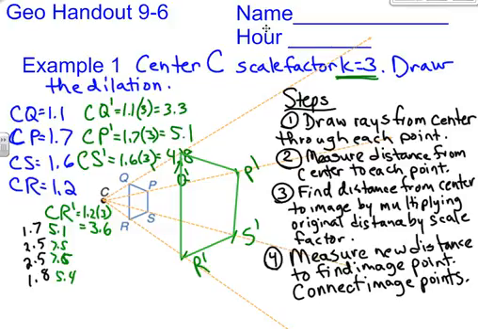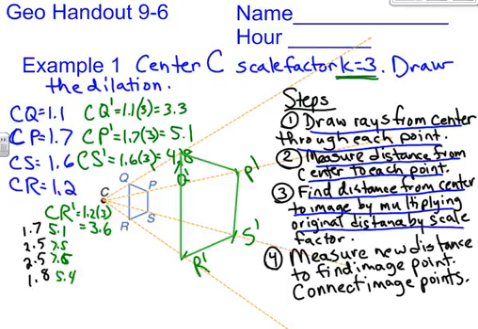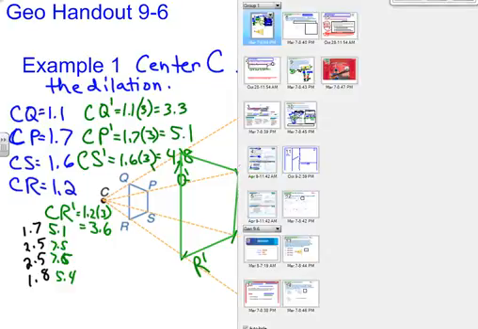This was our example 1. We drew rays from the center through each point, and then we measured the distance from the center to each point. Then we found the distance from the center to the image by multiplying the original distance by the scale factor. If you need a calculator for that, I will leave some available, and the teacher in the room will give you that. Then you measure the new distance to find the image point, and after you're all done, connect the image points. That's the problem we had done in class together, and I'll go over 1 or 2 more like that.